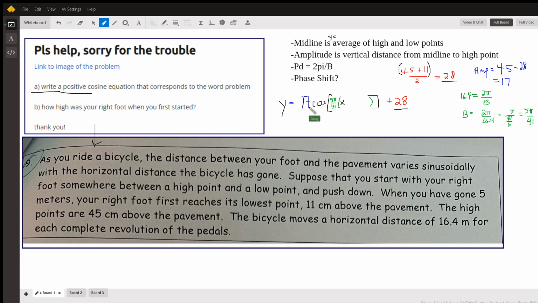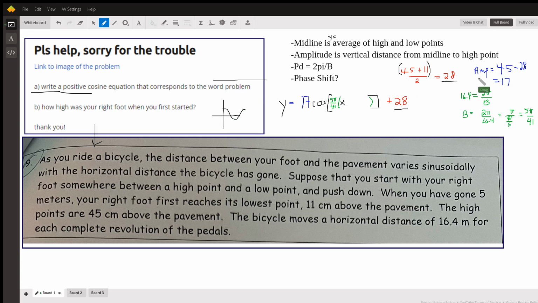So if we start with y equals the cosine of x, and then add on a 28, we'll move the cosine function, which kind of looks like this, up to a midline of 28. So I'll move this curve up 28.